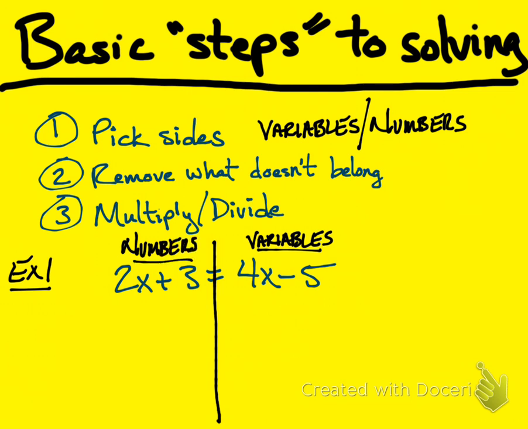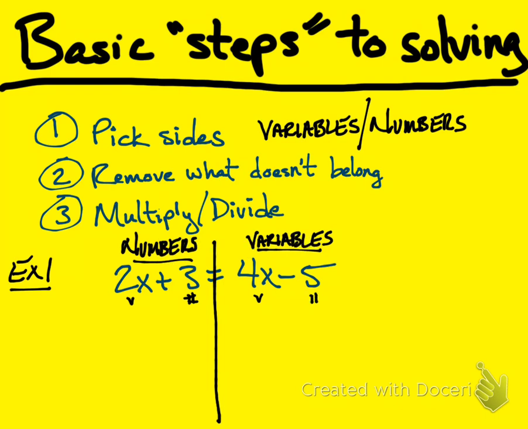So as I go through here, 2x is a variable. A 3, that's a number. 4x, that's a variable. And -5, that's a number. Okay, so that just tells me what I have here, and that's what the sides are going to be.